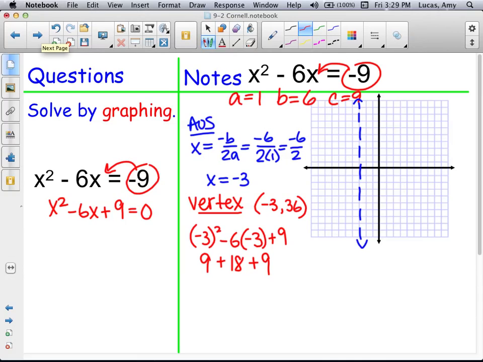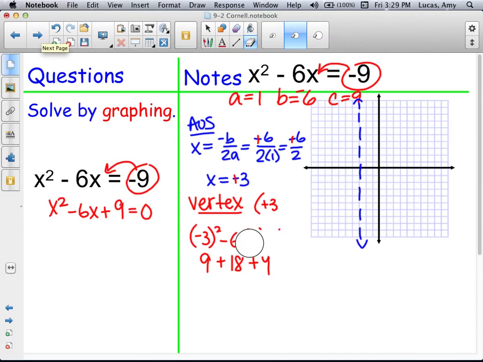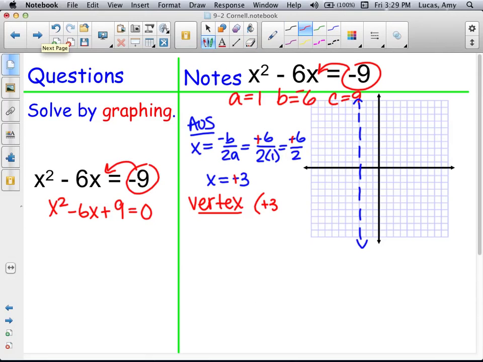I think there's a mistake here somewhere. So, where could our mistake be? Right here. B is -6, so this should be a positive 3, because clearly that was not going to give me a vertex that would be easy to graph.